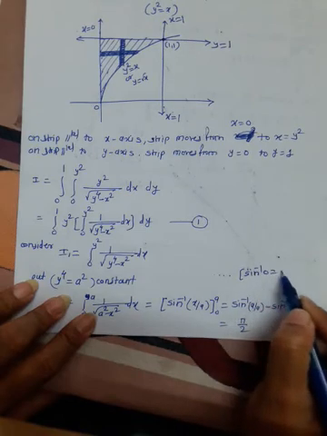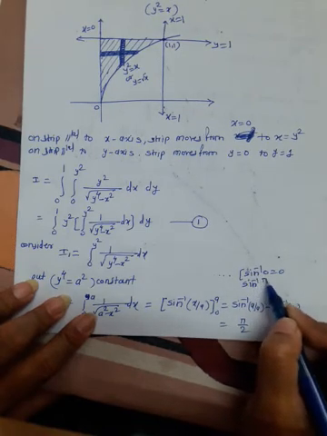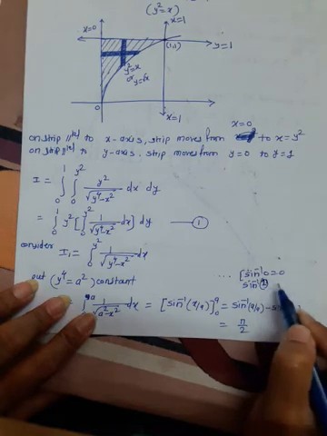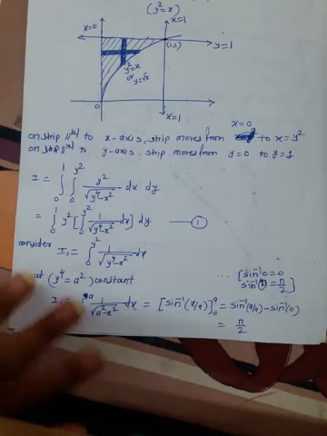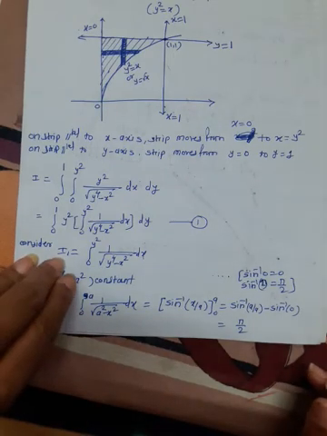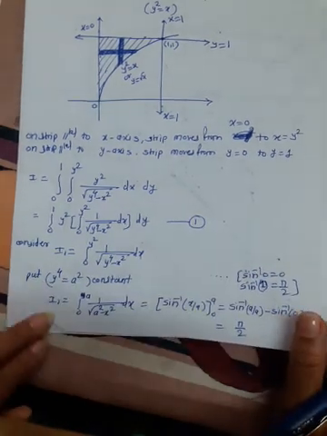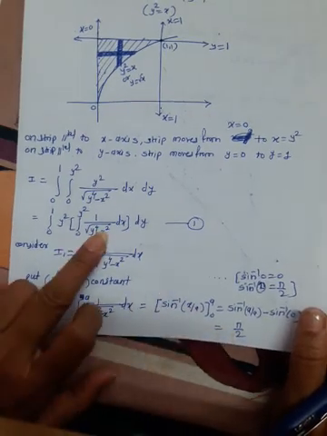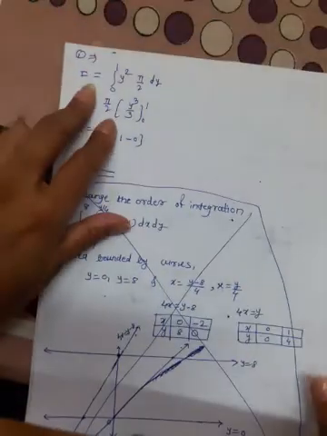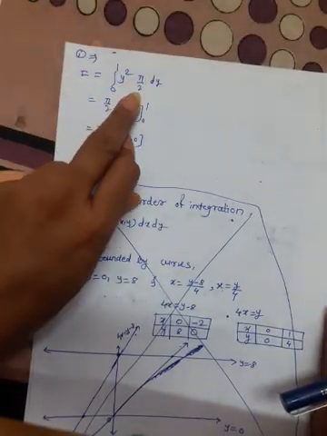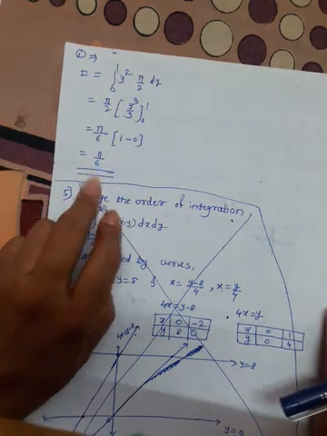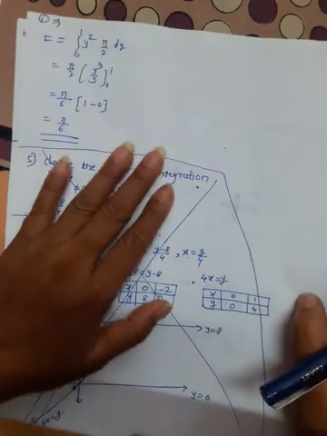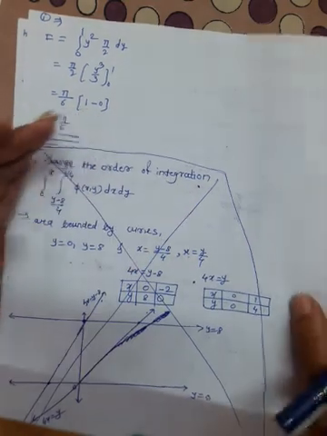Sin inverse 0 is 0. Sin inverse 1 is pi by 2. Each and every time write all these formulas so that you can easily understand and easily remember them. Now I1 integration becomes pi by 2. Put this value here. We get equation 1 becomes 0 to 1, y square into pi by 2. Take pi by 2 outside, integration of y square is y cube by 3. Put the limits, we get pi by 6 as the answer for this integration.